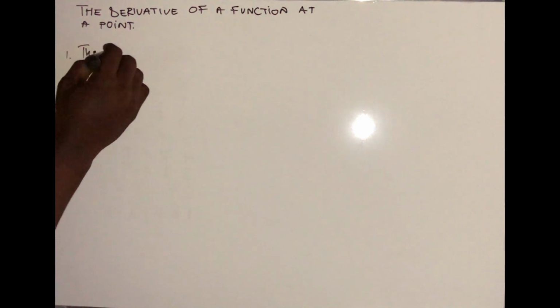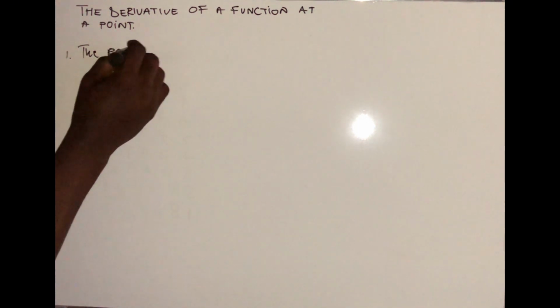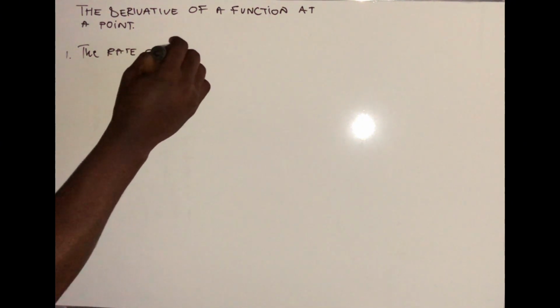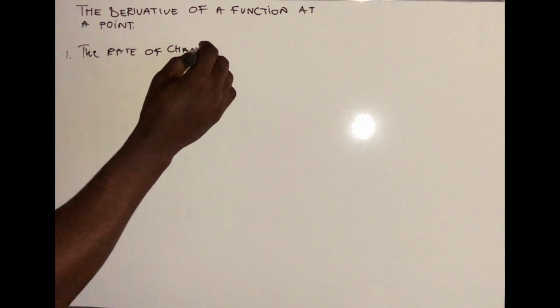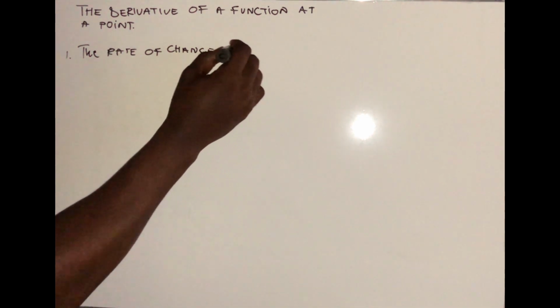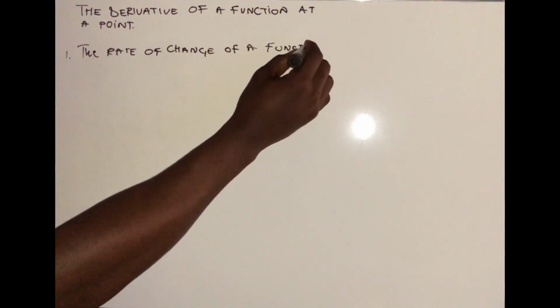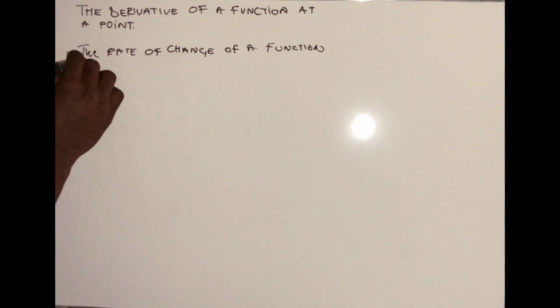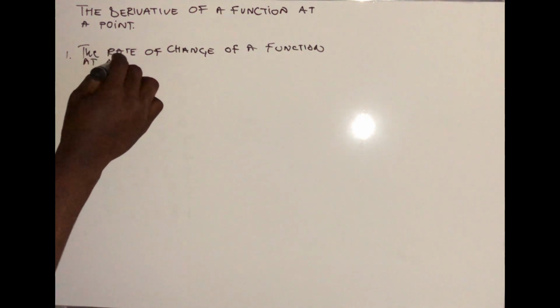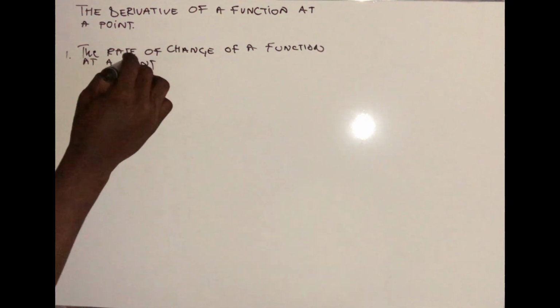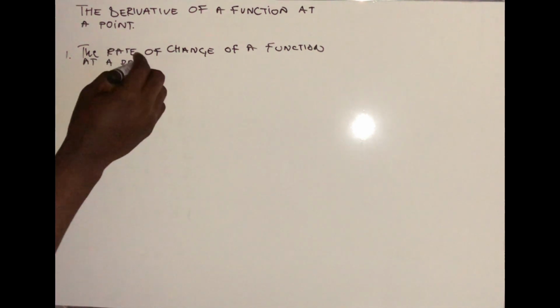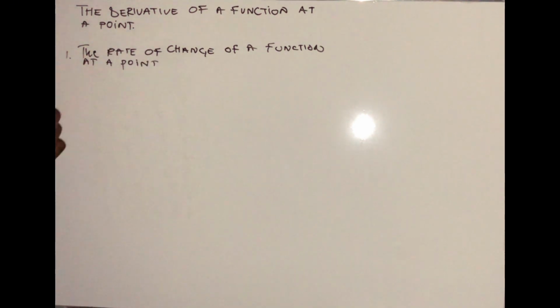The rate of change of a function at a point. So the first one, you find the rate of change of a function at the point, and then the second one, we find the gradient or the slope of a function at a point.